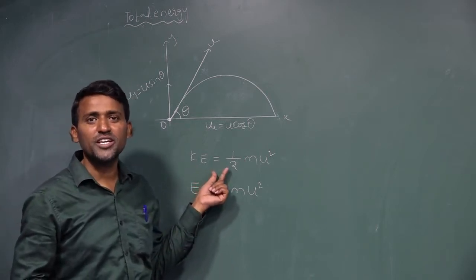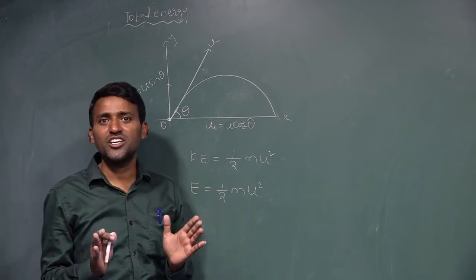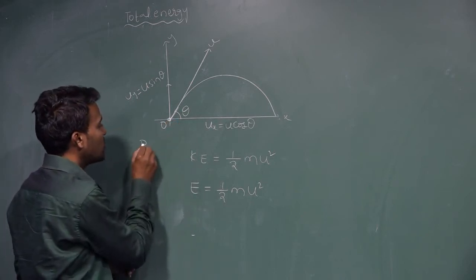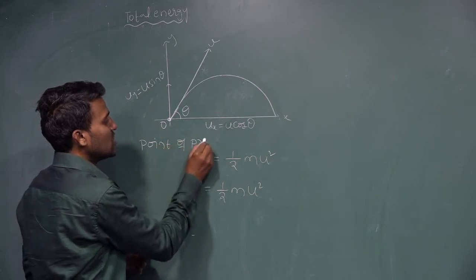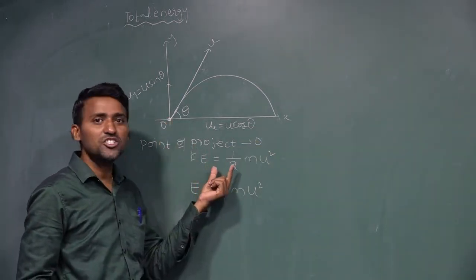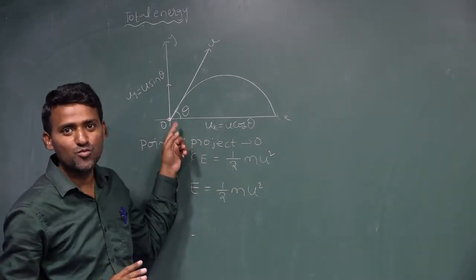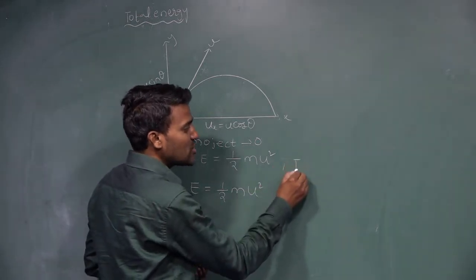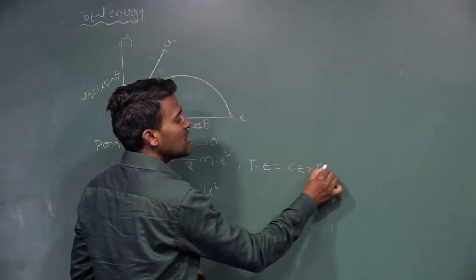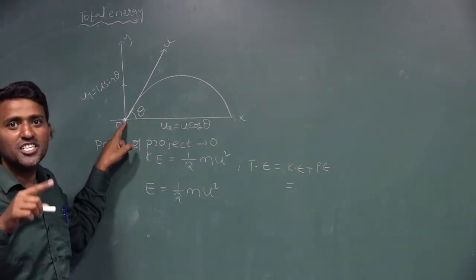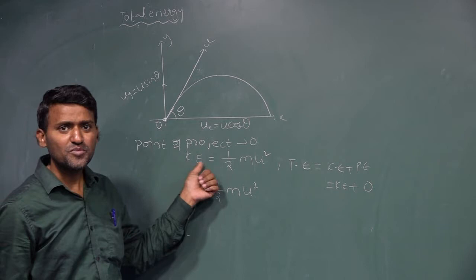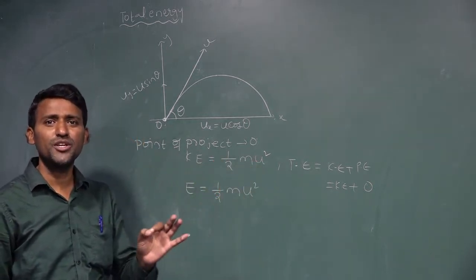So at the point of projection, what energy it has is equal to the total energy of the body. Point O is the point of projection. At this position, it has kinetic energy only, because potential energy is zero at this point. Total energy is the sum of kinetic energy plus potential energy. Here potential energy is zero, so only kinetic energy is there, which is half m u square. So total energy is equal to half m u square.